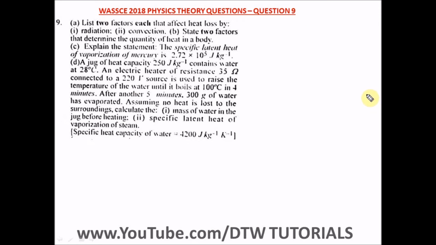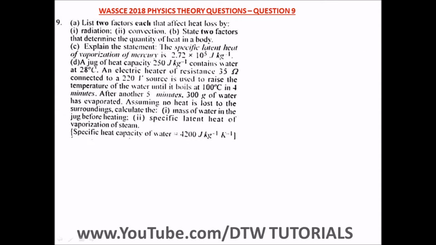Question 9 of the WASSCE 2018 physics theory question. That's your WAEC physics theory exam. It says: list 2 factors each that affect heat loss by radiation and convection. So that is A.